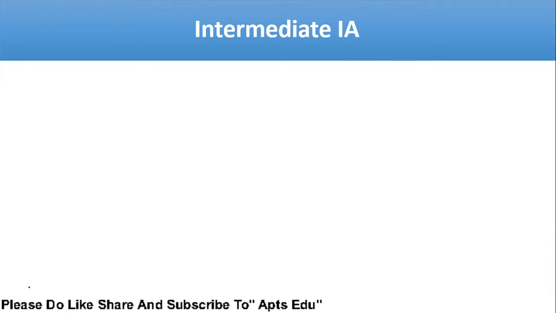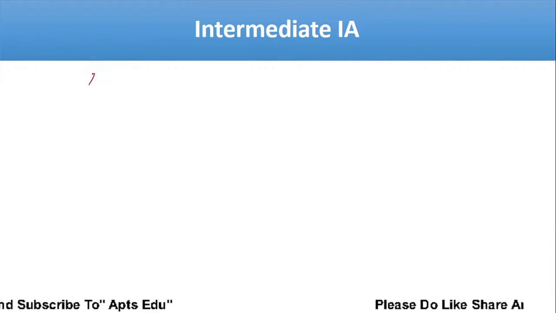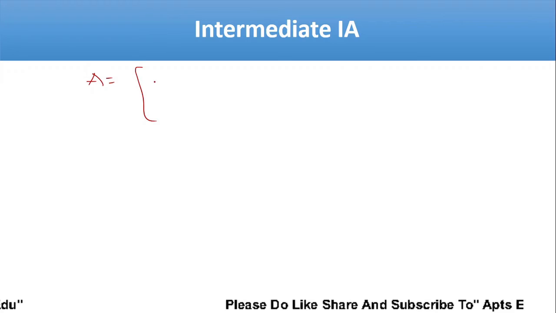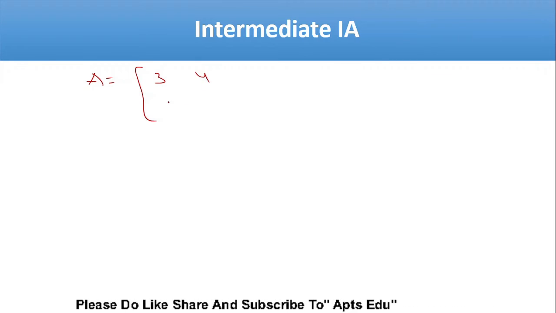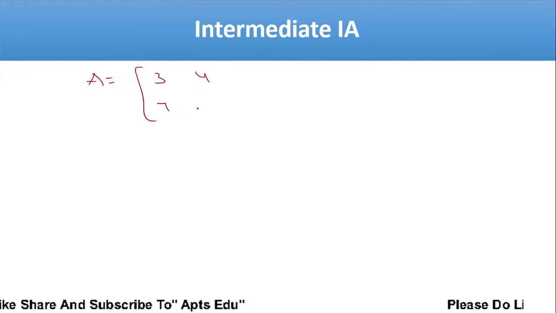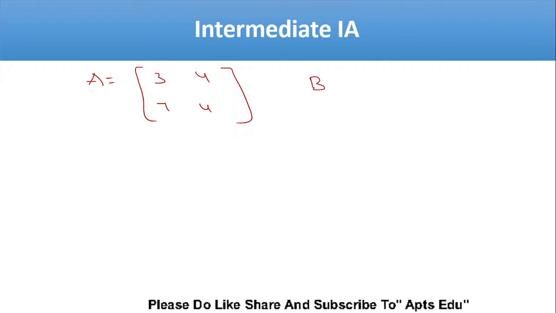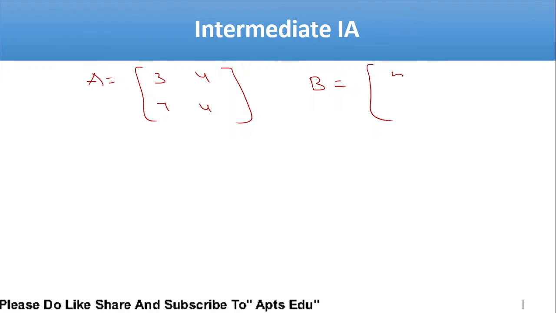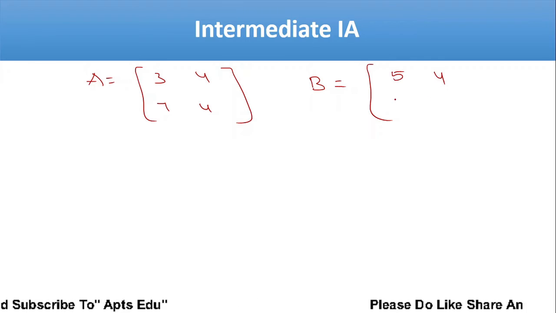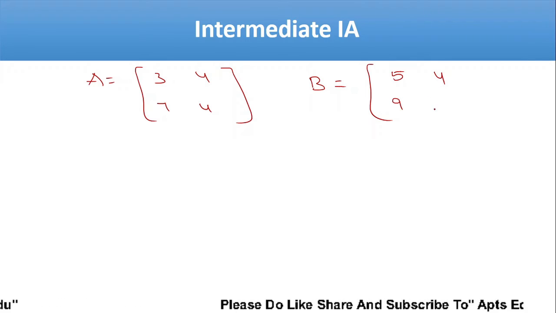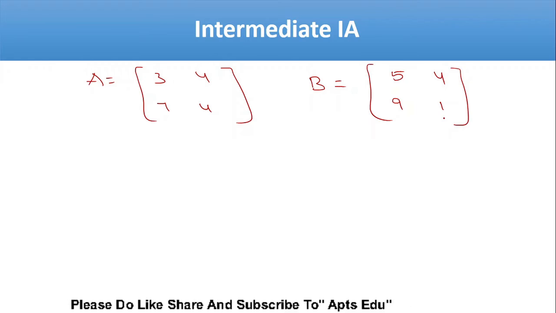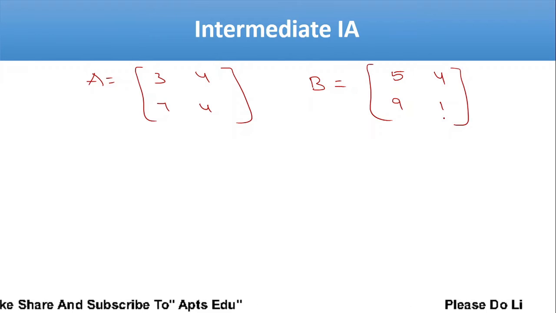Next, we'll see the subtraction. If they give us A matrix, some 3, 4, 7, 4, and B matrix, some 5, 4, 9, 1.